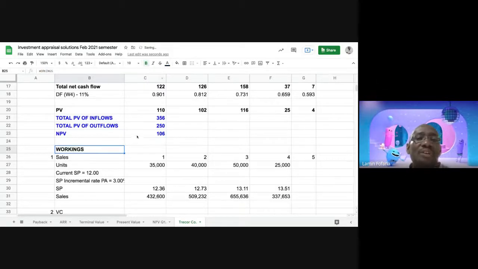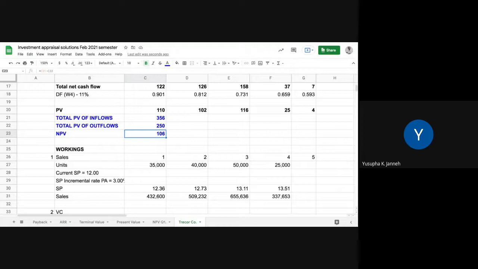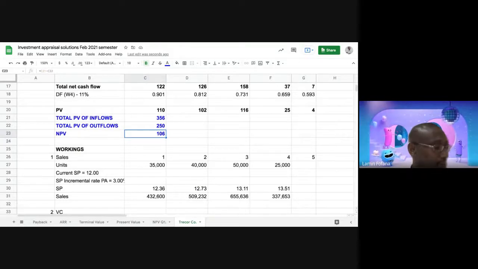Okay. So now what will be your advice? We have an NPV of 106,000. What will be your advice to management? It's a positive NPV. So you're going to go ahead. We're going to go ahead with it. Excellent. Good.